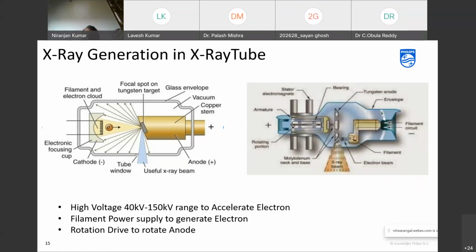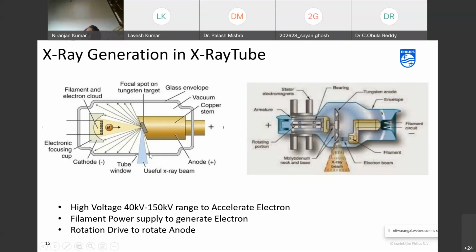That's why you see the difference: the left-hand picture is a stationary anode tube, and the right-hand side is called a rotating anode tube. Once you have rotation, you have to have a rotation drive, not simple like the left-hand side. Then you have a stator, a rotor, everything comes into the picture, and from the power electronics side you need to have the rotation drive. Are you able to connect? This is how the X-ray tube normally works.